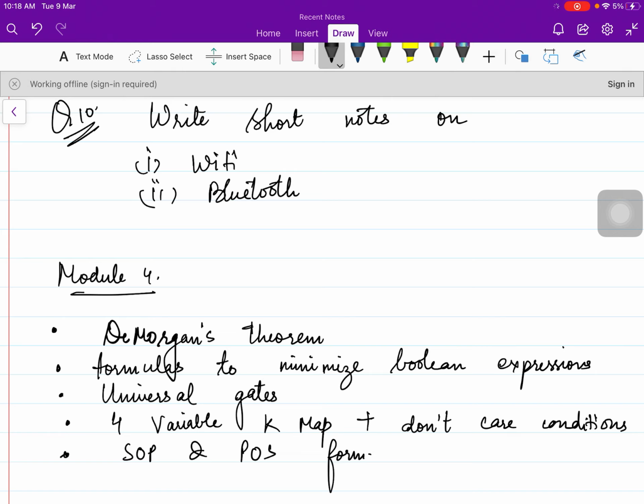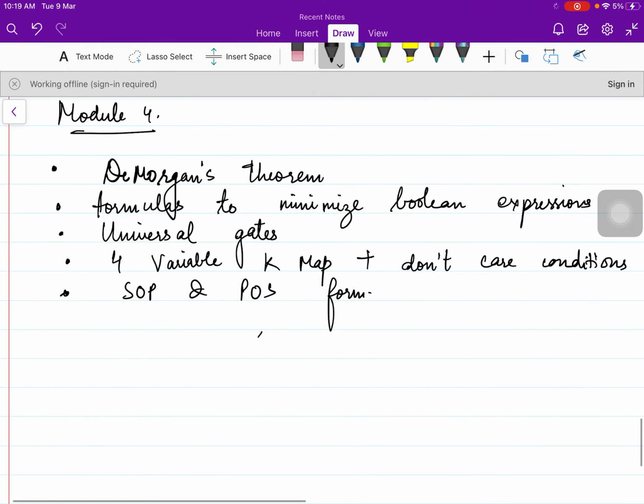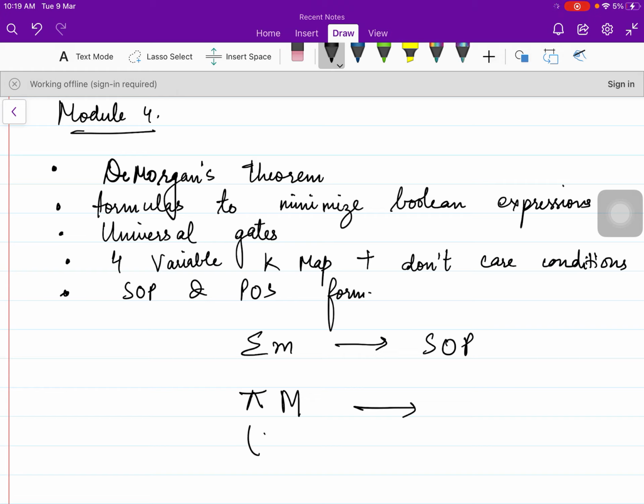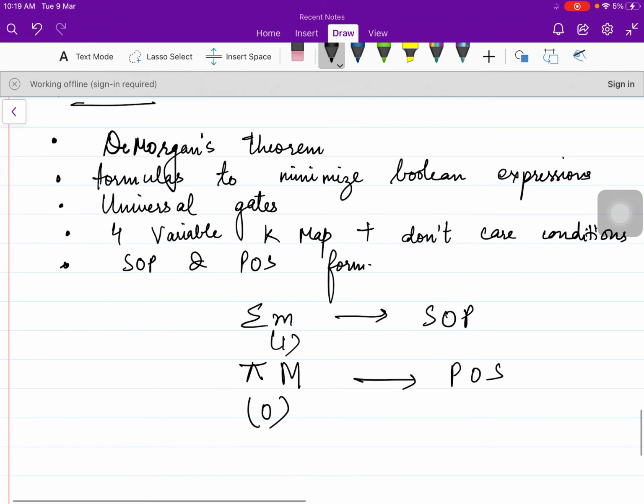And if you are asked to solve the question in the POS form, that is the product of sums form, and you are given min terms, that is summation small m, then first of all you have to calculate the max terms. I have thoroughly explained it in my video, please refer to it. First of all, from the min terms, SOP will come. So summation m means SOP will come. Simply go on solving. And for pi capital M, you will have to fill zeros in the blocks given, and here you will have to fill 1. And you will simply get the answer in POS form.